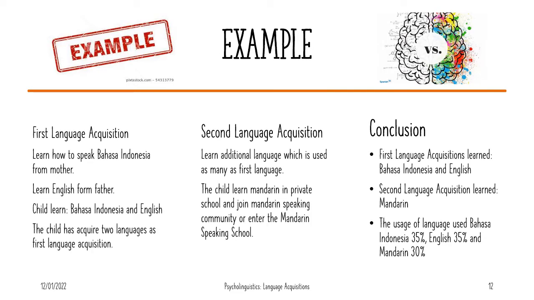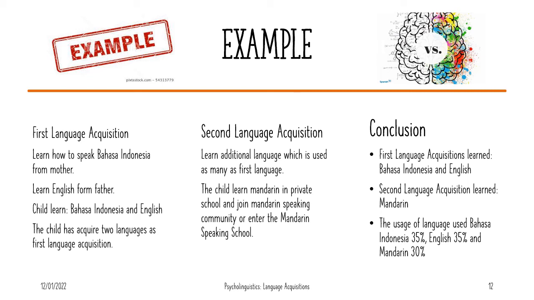So here is an example of how a child could acquire first and second languages. The child learns to speak Bahasa Indonesia from their mother and English from their father. So the child learns Bahasa Indonesia and English as their first languages. The first language is acquired from their parents, as it is spoken every day and every time in their home environment. So the child acquires two languages as their first language.